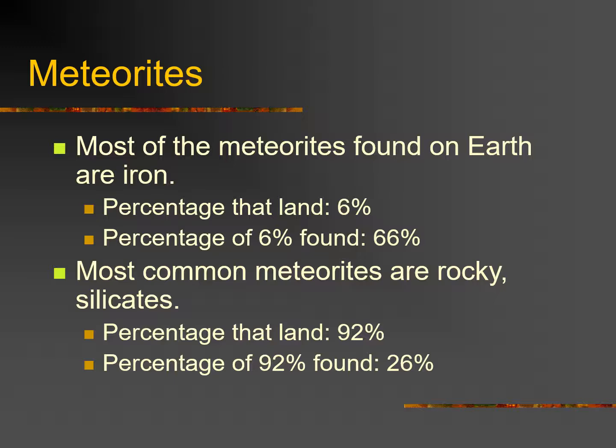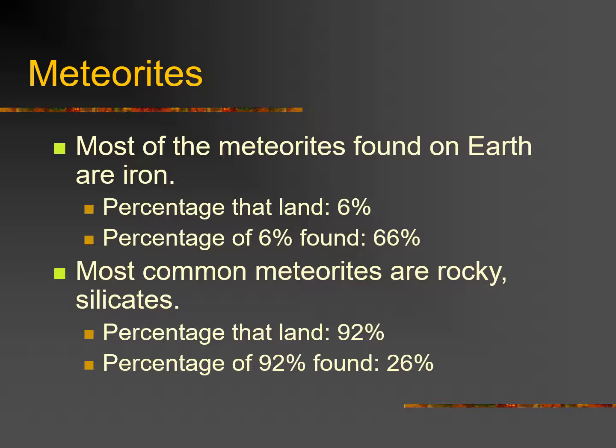But look at how much we find. We only find 26%. So you may be asking, well, wait a minute, Dr. Hing, how do you even know this? How do we know if we're finding more iron? Why isn't there more iron?